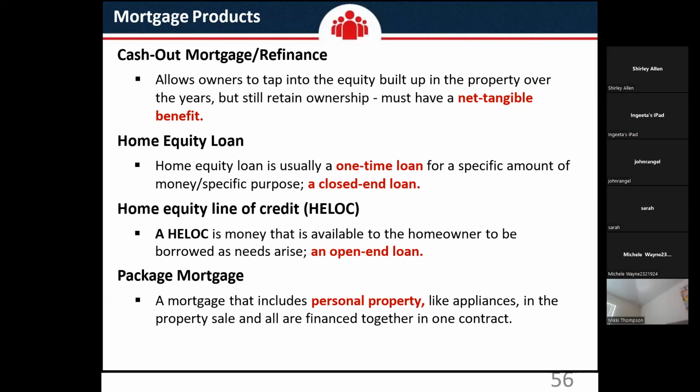A package mortgage is one that includes personal property, like the appliances, along with the property sale. They all get financed in one contract. Maybe you want the refrigerator, maybe you like the dining room set, and you wanted to know if you could purchase it and have it bundled in with the purchase price of the property. That's appropriate. That can happen.